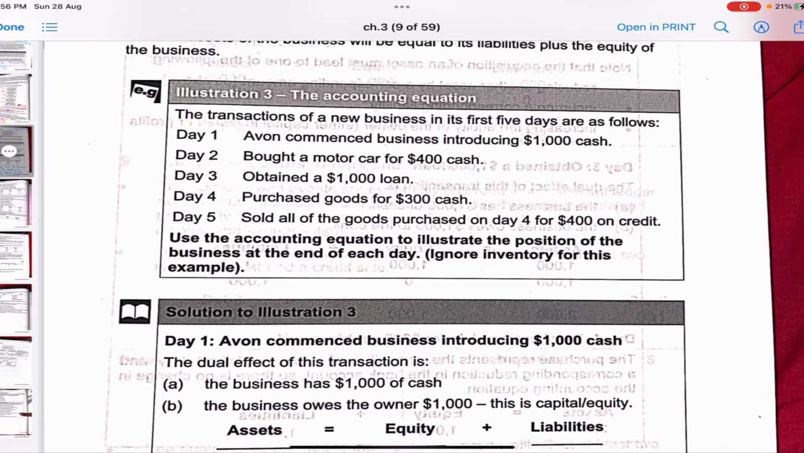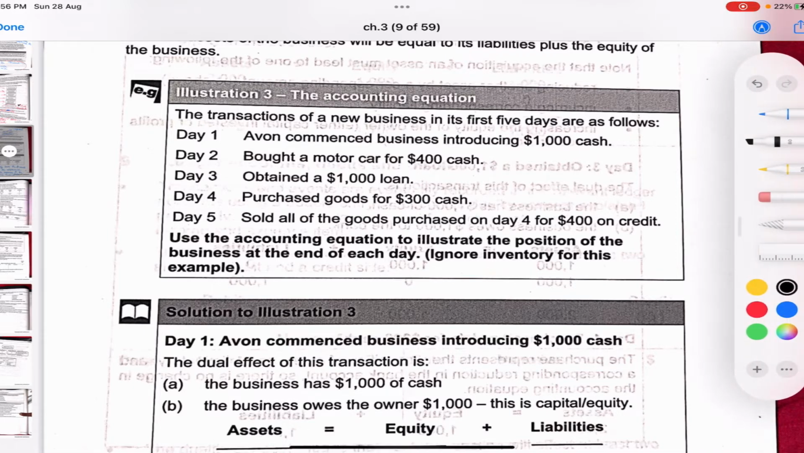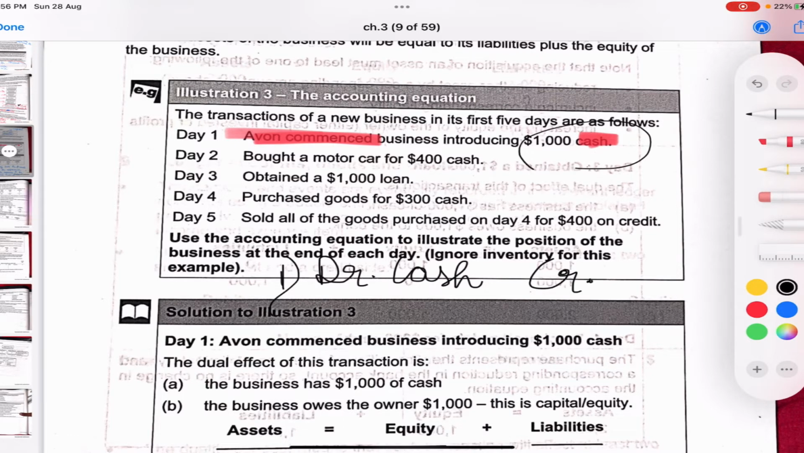Okay, so what was our first step? Our first step is to identify both the accounts. So Avon commenced business introducing 1000 cash. The first thing we know is that cash is involved, right? And commenced a business means capital is involved too. So what do you understand in the first question? Cash is increasing, so is capital, right? Since cash is increasing, we need to debit the cash account and we need to credit the capital account.